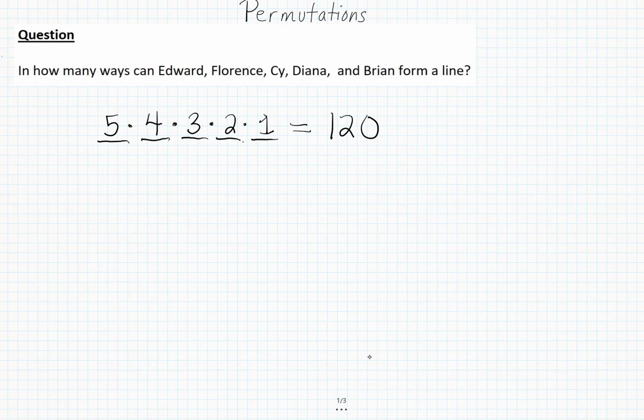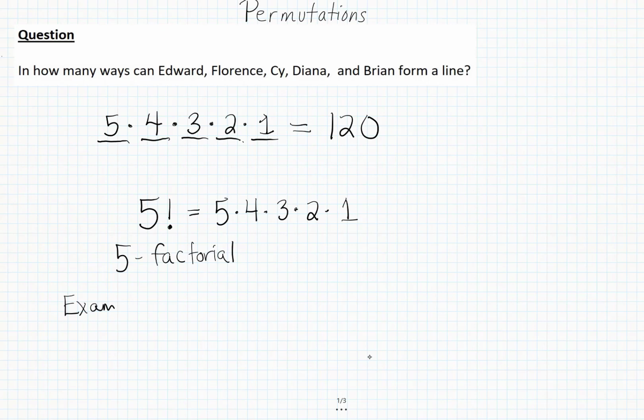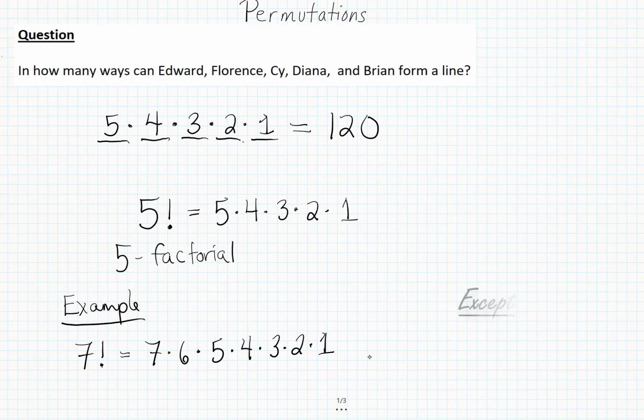However, we have a special notation because this occurs so often in mathematics, and that's a 5 with an exclamation point. That indicates 5 times 4 times 3 times 2 times 1. And we call this 5 factorial. So, to give you an example of how this works in general, you have 7 factorial. That equals 7 times 6 times 5 times 4 times 3 times 2 times 1. Basically, it's multiplication of that number all the way down until you get to 1. The only exception being 0 factorial, and 0 factorial we'll just say equals 1.